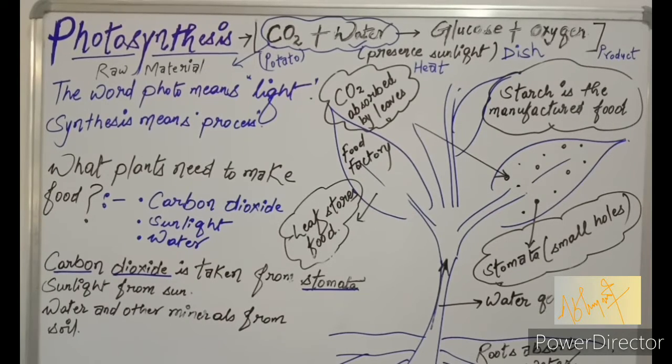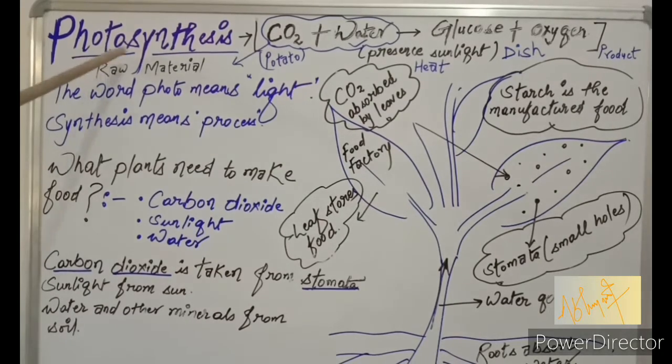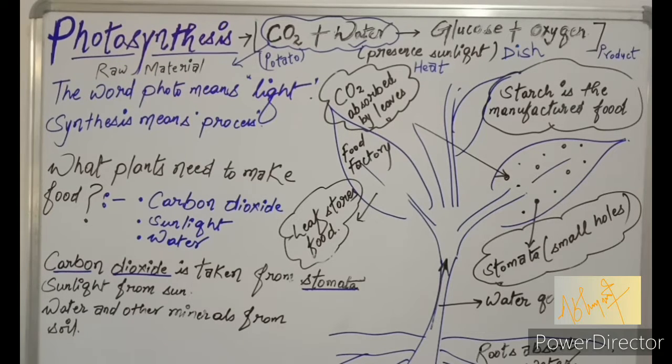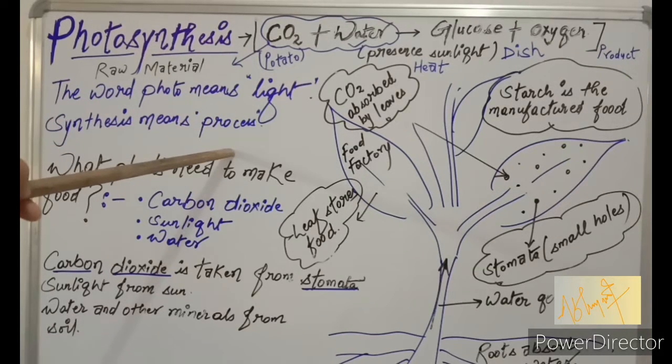So here in this video we will study the topic photosynthesis. What is photosynthesis? How does it take place? What are the necessary raw materials needed for this process? So the very first, the word photo means light and synthesis means process.